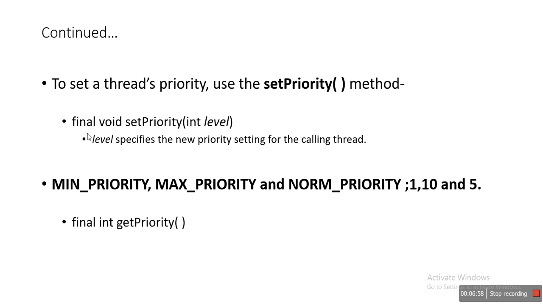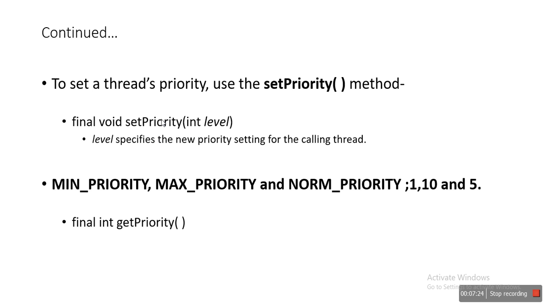We cannot override a final method. Since this is a standard method, we cannot override the setPriority method. The return type is void because it is not going to return anything; it is a setter, not a getter. That is why it is void. And next is int level, so it takes a parameter of integer type.